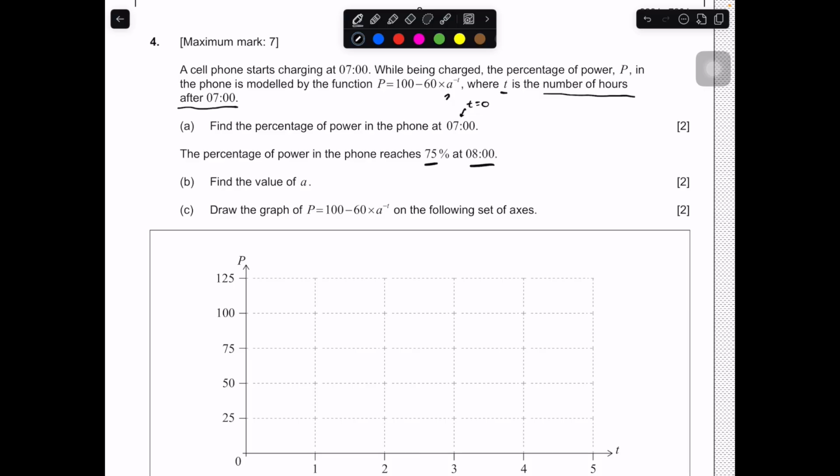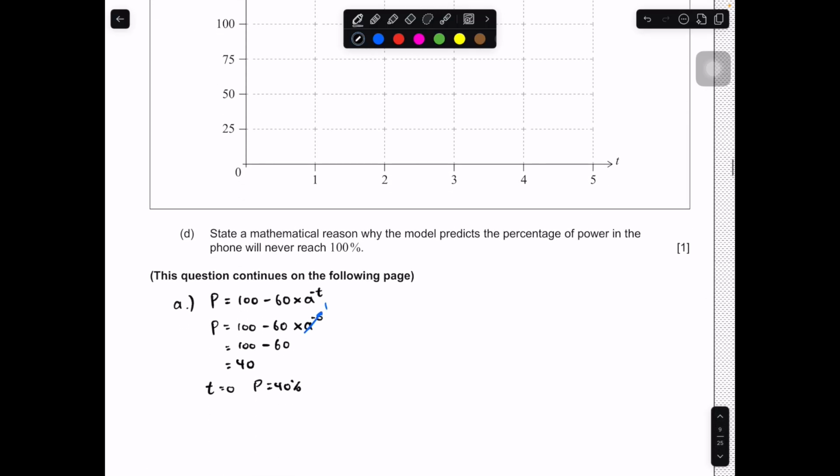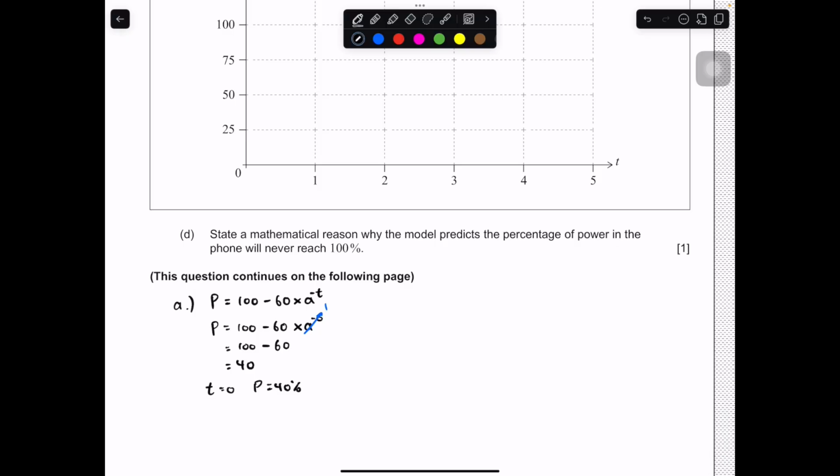So the percentage of power reaches 75%. P is equal to 75. When t is equal to, well, t is equal to 0 is the number of hours after 7, so this would be t is equal to 1, because it's 1 hour after 7. So let's go ahead and put that into our formula. So here we are for b.